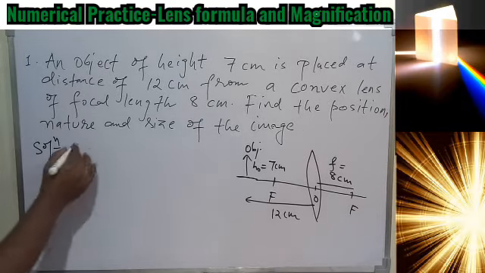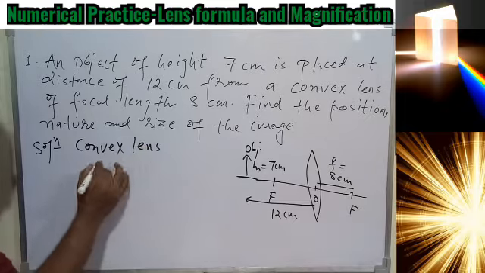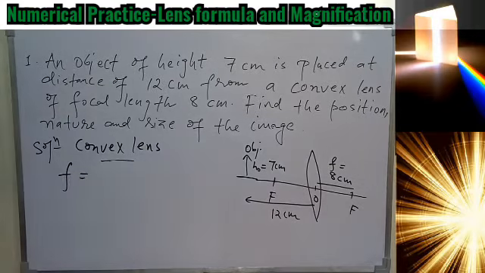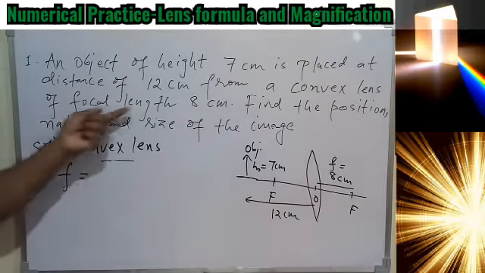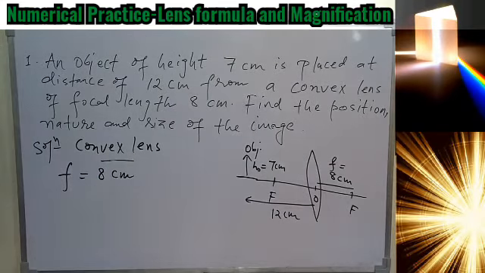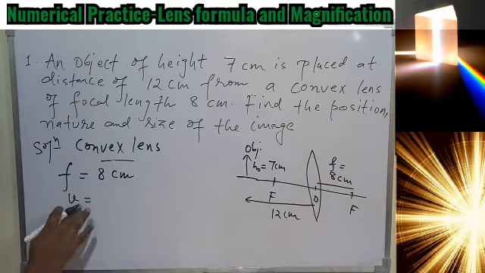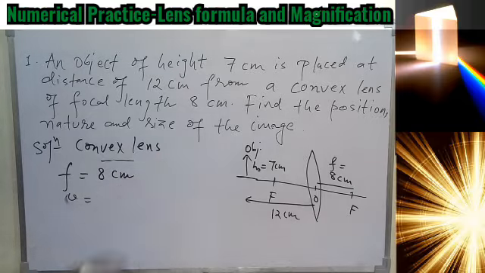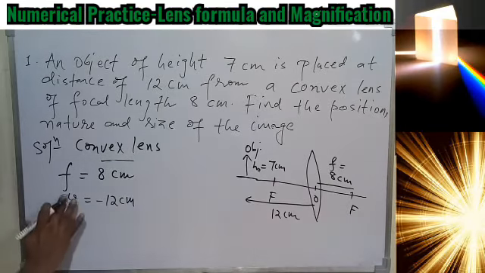So very first, what is given to us, that is convex lens, and we know for the convex lens focal length is taken positive. So here what we have, that is focal length is 8 cm. We'll take it positive according to sign convention. Object distance, we know always we take negative, and here it is given how much? 12 cm. So that must be minus 12 cm.